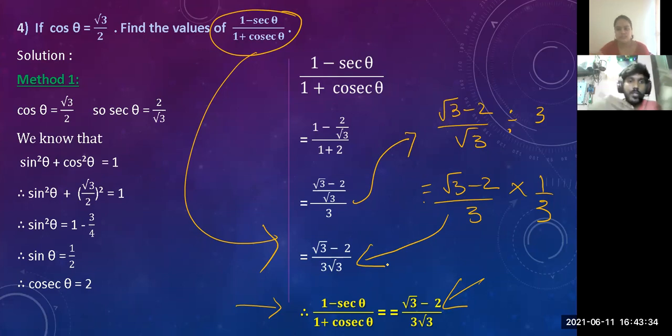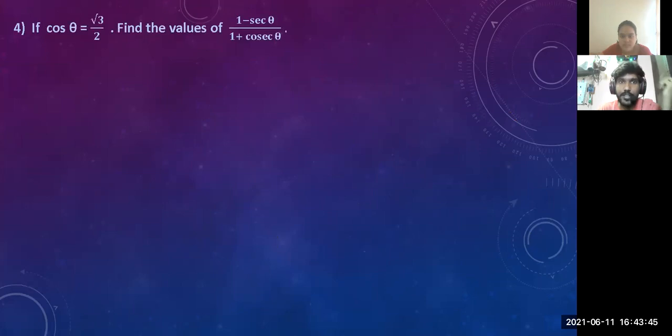Yes. Okay. There is one more method to solve this sum. I'll show you that method also, and then you decide which method you find easier. So cos theta is root 3 upon 2, and we have to find the value of 1 minus sec theta upon 1 plus cosec theta. Okay, so cos theta is root 3 upon 2.